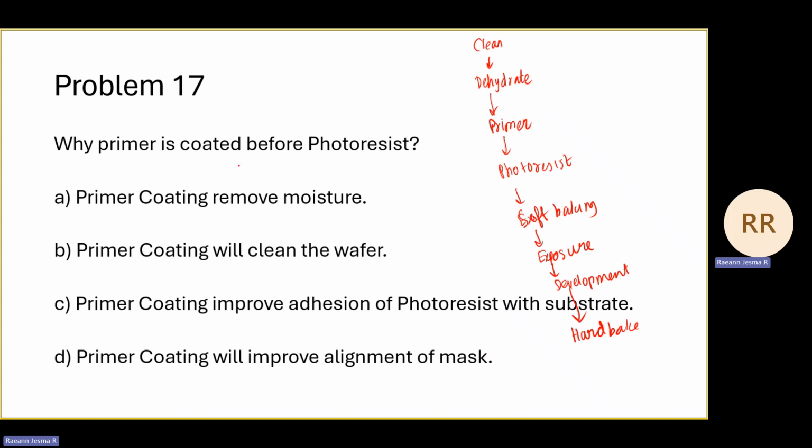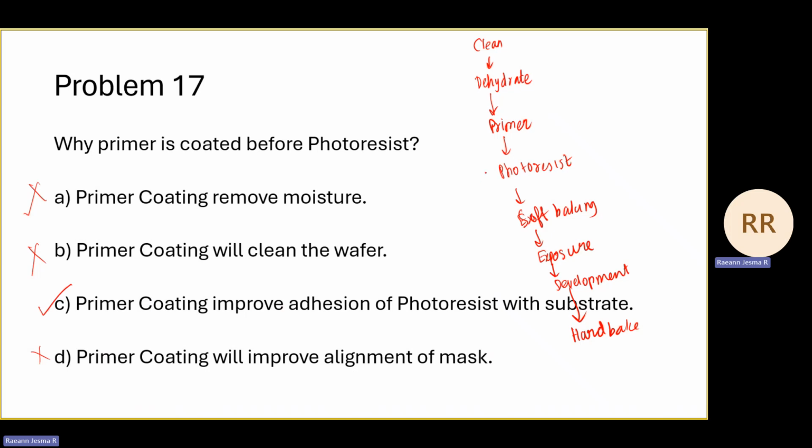So we are not using primer to remove moisture. This is wrong. And we are not using primer coating to clean the wafer. We are using solvent cleaning or any other acid-based cleaning to clean the wafer. And it does not have any role in improving the alignment of the mask. So the correct answer is primer coating improves adhesion of photoresist with substrate.